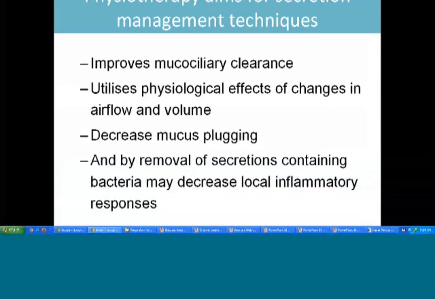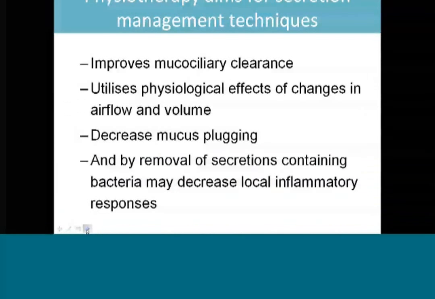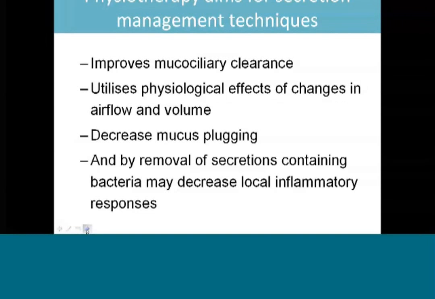So just to summarise, respiratory physiotherapy aims to improve secretion clearance. And the way that we do that is by utilising the changes in airflow. We want the airflow to go out more quickly to shear off the secretions, but also we want to provide the chest and the lungs with more volume. We want to give it a deeper breath to be able to get the air out quicker. And what we hope this will do is decrease sputum plugging, and that will also help remove secretions that can contain bacteria and provide local inflammatory areas. And all of this is to get rid of the phlegm and decrease the severity of the chest infection that may be occurring.